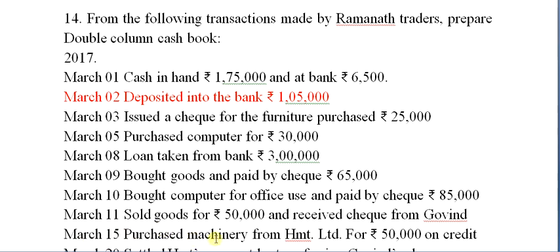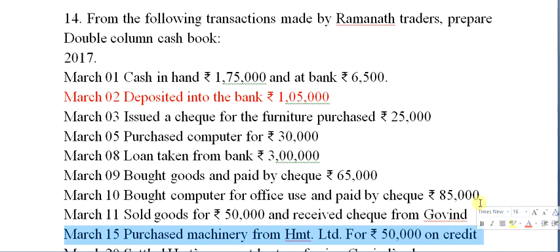March 15th, purchased machinery from HMT Limited for 50,000 on credit. My dear students, listen here. March 15th transaction, what is given? Purchased machinery from HMT Limited for rupees 50,000 on credit. Can we consider this transaction? We can't consider, because it is what transaction? Credit transaction. Only cash and bank transactions can be considered in this problem.